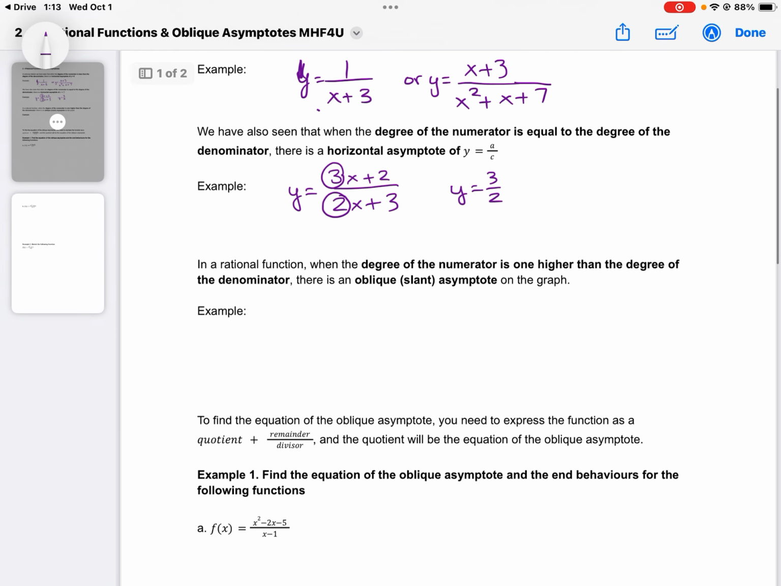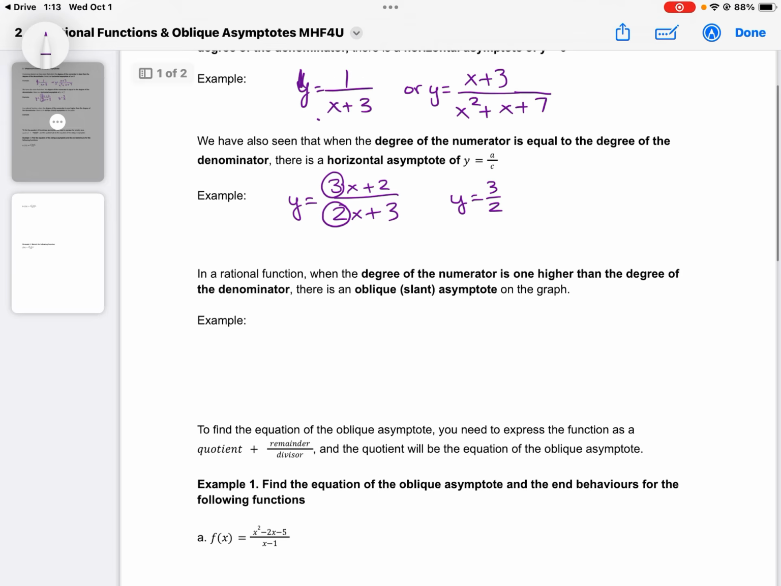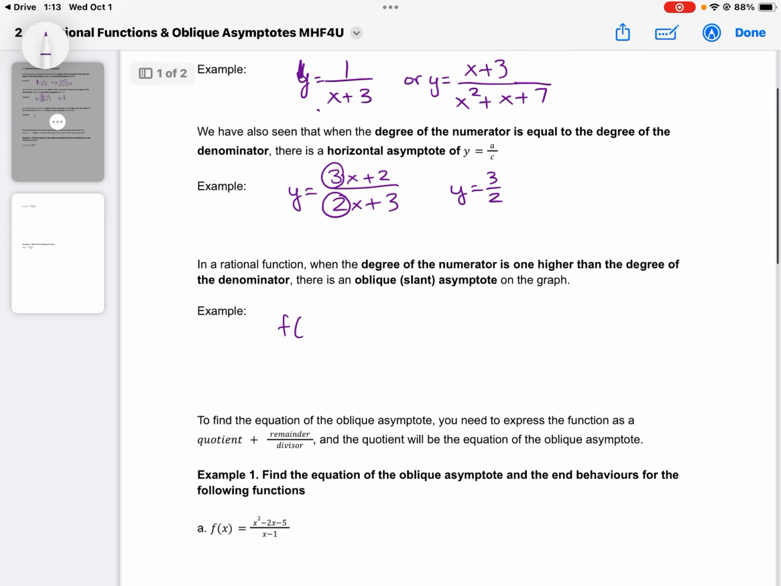The last example that we're going to take a look at is when the degree of the numerator is 1 higher than the degree of the denominator. There is a slant or oblique asymptote on the graph. So that would be like this situation here, where I have a quadratic on the top and a linear one on the bottom.